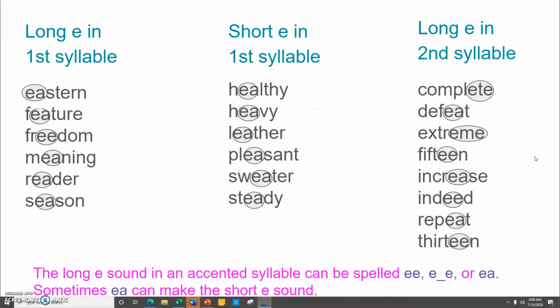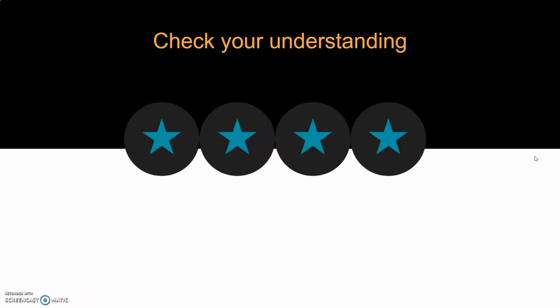All right, let's see what you learned this week. Let's check your understanding. All right, how would you spell eastern? Are we going to spell eastern with a double E or an EA? If you chose the second word here with the EA, give yourself a pat on the back.